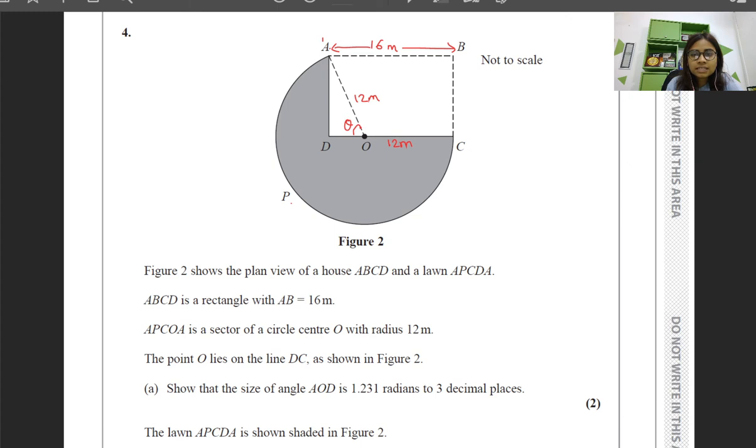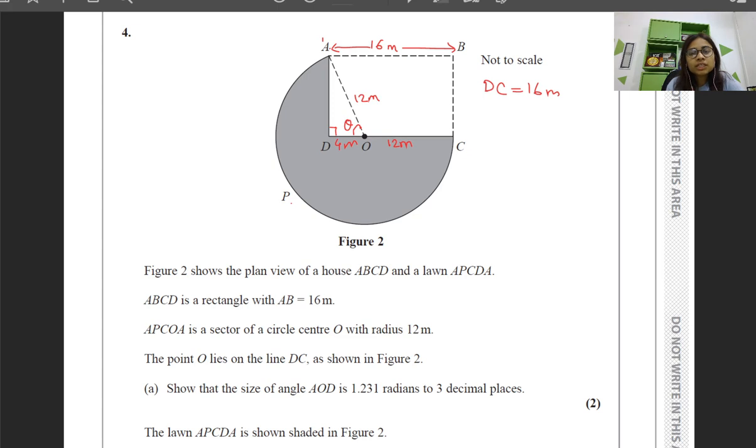See, ABCD is a rectangle. So if AB is 16 meter, then CD must be 16 meter as well. So if DC is 16 meter and OC is 12 meter, that makes OD 4 meter. So we basically know two sides. One is AO 12 meter and another is DO 4 meter. So we know the hypotenuse. This is right angle because it's a rectangle. So we basically know the hypotenuse and we know the adjacent.